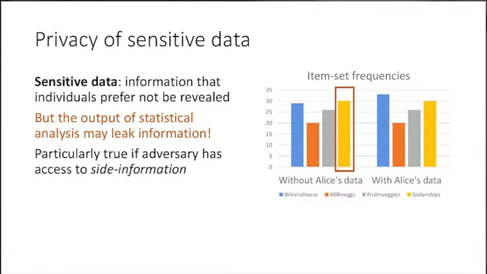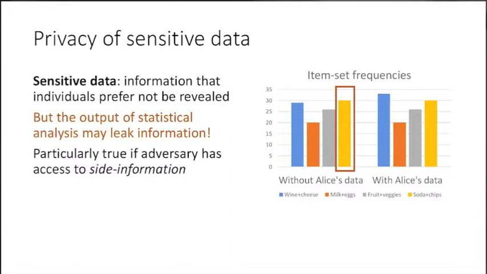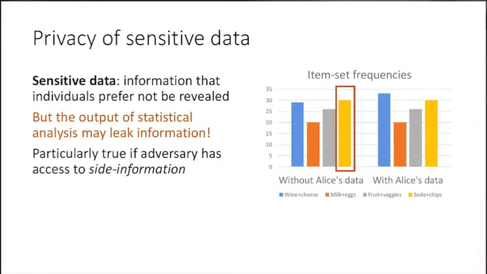So if this was the case without Alice's data, and it turns out that if Alice was actually represented in the data set, this is the profile of frequencies that you get when you include Alice in the data, then they can quite quickly change which item is the maximizer, right? So in this case, without Alice's data, it turned out that soda and chips was the most frequently bought item set, but with Alice's data, it's actually this other item.